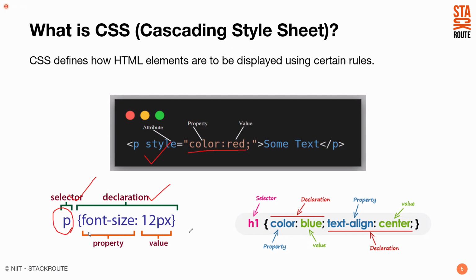So first, find what HTML element you want to style. In the left side example, I want to apply the style to the paragraph HTML element, and on the right hand side, I want to apply it to the H1 heading tag. So this is my selector and this is my declaration block. Declaration consists of various CSS properties separated with semicolons, and each property and value is separated with a colon.